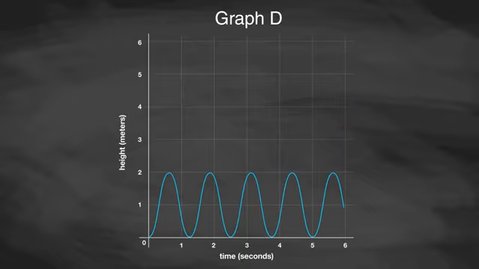Graph D is also a nonlinear graph and has several horizontal intercepts. In the context of the problem, the flag starts out on the ground and is raised up a couple of meters and then is lowered back to the ground. This happens repeatedly. While this is possible, the graph would be considered an unrealistic graph of the situation.